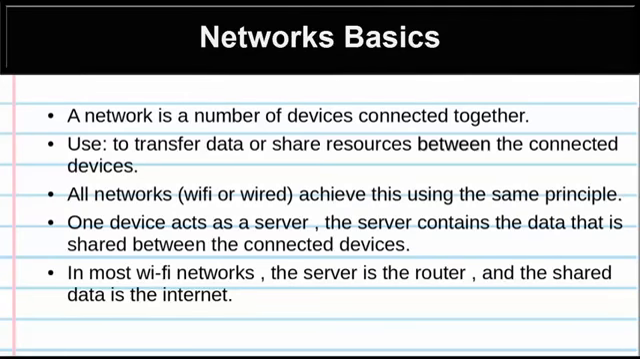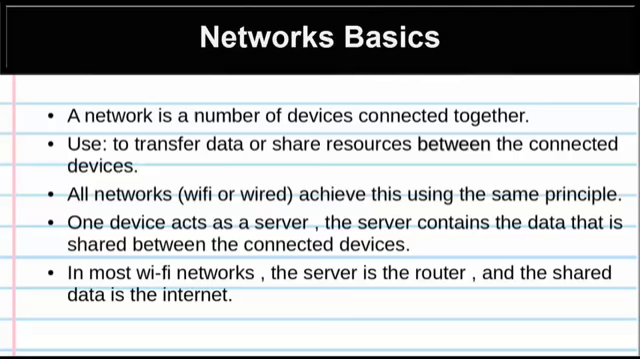This data can be files, can be resources. It can be, for example, your home network. Usually you use it to just access the internet, which you can look at as a resource or as a source of data. So all networks, Wi-Fi or wired, achieve this sharing of data using the same principle. And that principle is, you need a device that acts as a server, and then all devices communicate with the server. So the server has access to the resource, and all the other devices on the network that are connected to this server, obviously, they can access the data from the server.